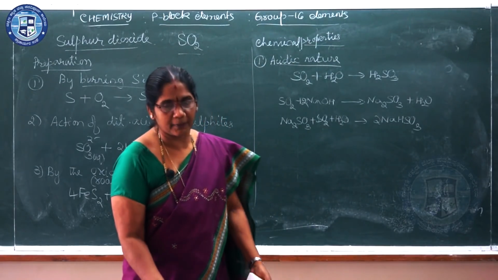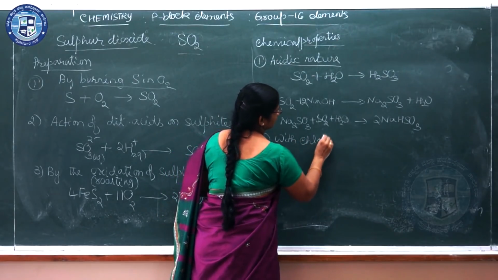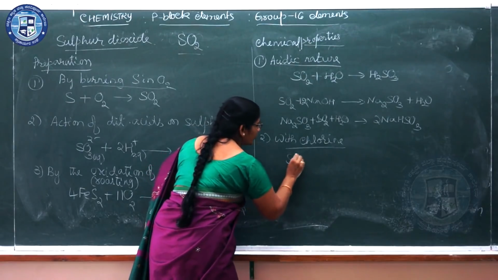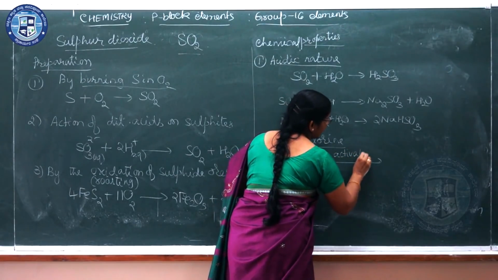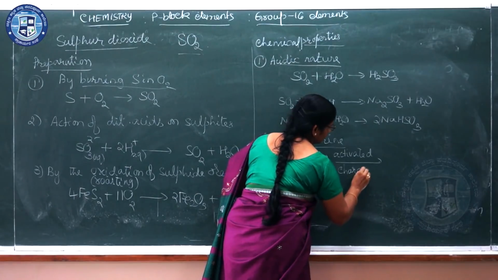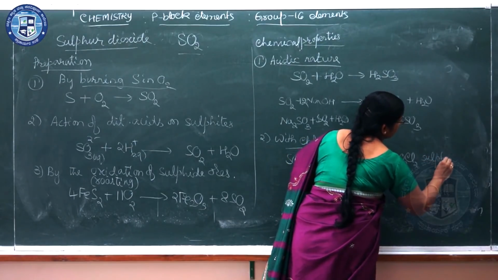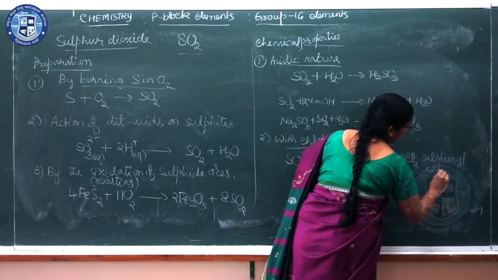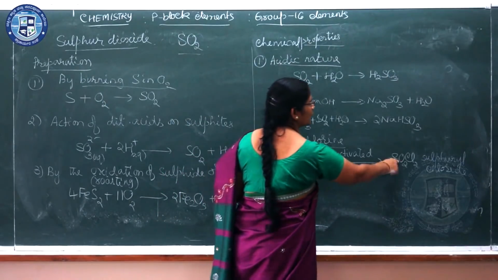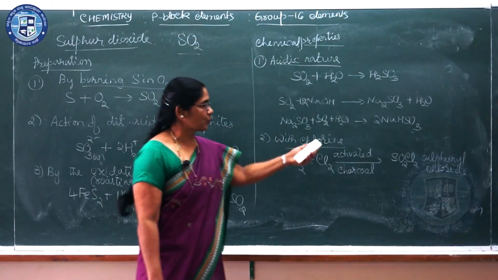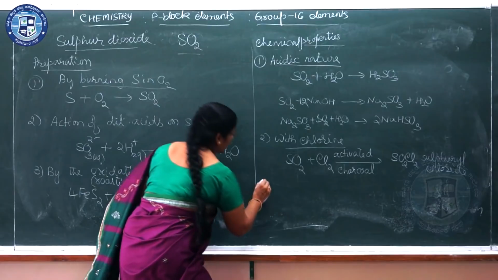So next we will discuss another reaction, with chlorine. Sulfur dioxide, when mixed with chlorine in the presence of activated charcoal, gives a compound SO2Cl2 called sulfuryl chloride. This question has appeared in one of the annual question papers. So SO2 plus Cl2, the students had to write the product SO2Cl2, sulfuryl chloride. So sulfur dioxide reacts with chlorine to give sulfuryl chloride.